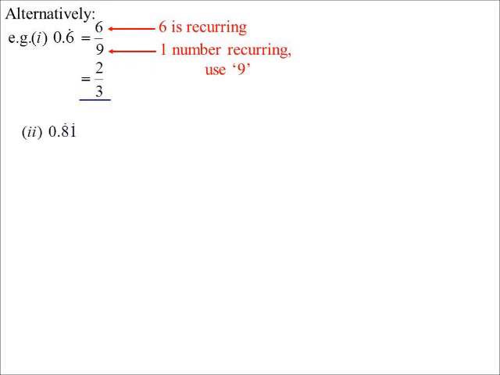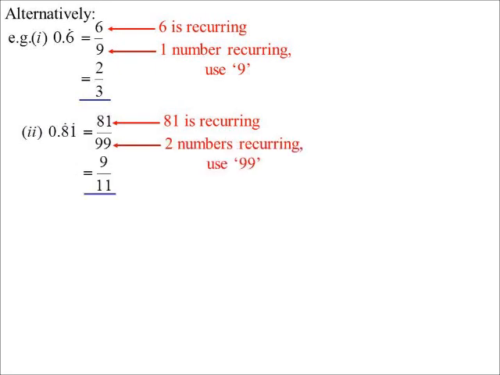The next one was 0.81 repeater. Oh, okay. Well, on the top, I'll write 81. That's the number that's repeating. On the bottom, I'll write 2 9s. Now, when I say 2 9s, I don't mean the number 18. I mean, I'm going to write 2 9s, a 9 and then a 9. And there's my answer, 9 on 11.